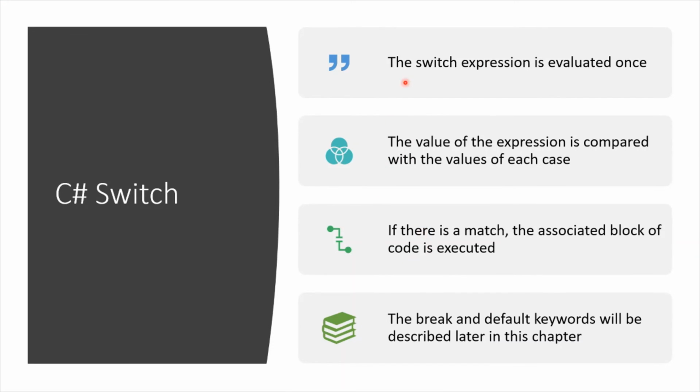So you see the switch expression is evaluated once, the first one, and then the value of the expression is compared with the values of each case. If there is a match, the associated block of code is executed, and then you come out of the switch statement. The break and default keywords will be described. So as I described already, default is if the value doesn't match any of the cases, then the default value will be that, and break is to come out of that switch statement.